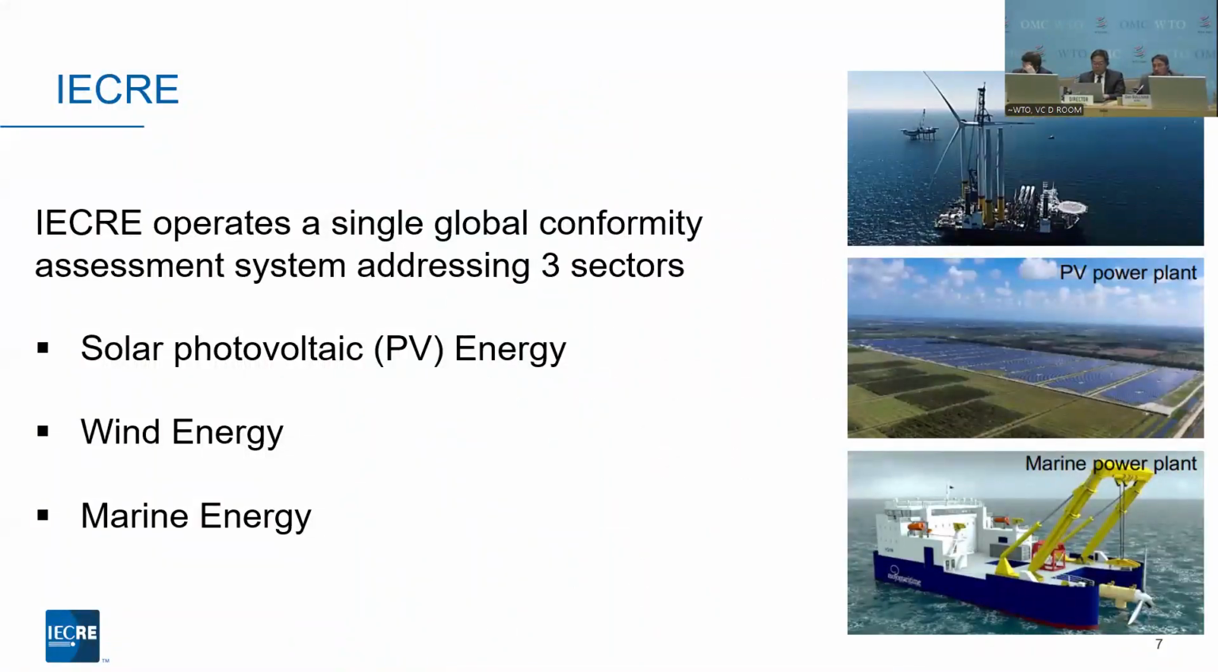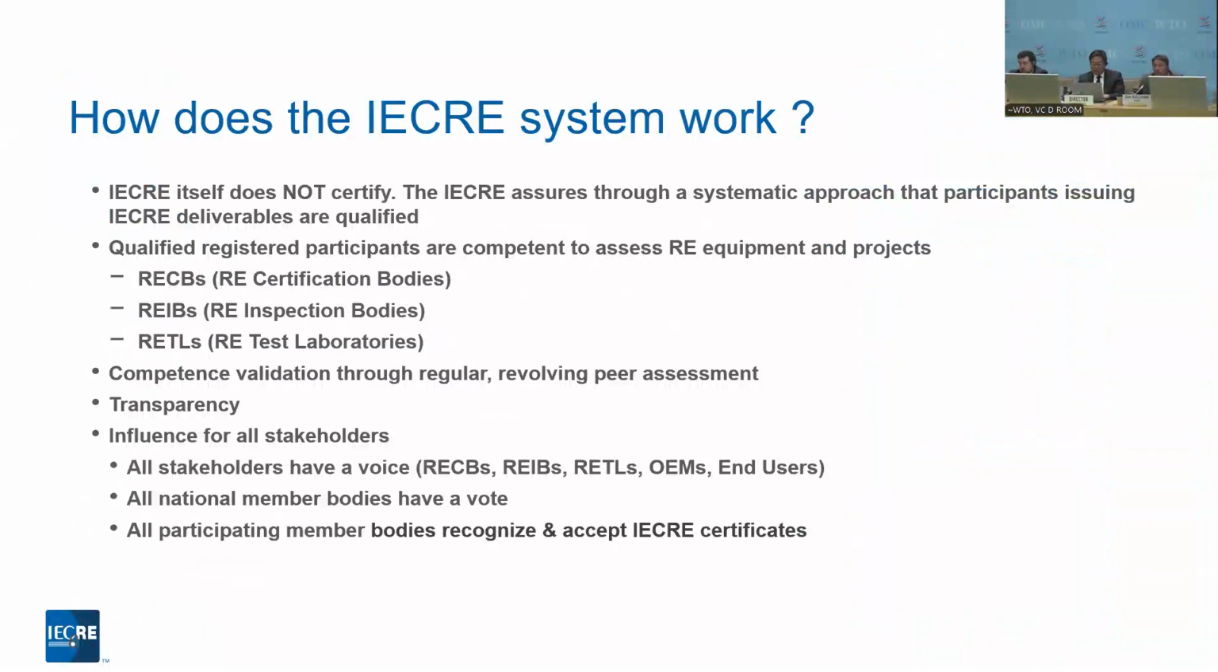So in the IECRE, we focus on 3 sectors: the solar PV energy sector, wind energy, and the emerging marine energy. Within this PV system, this is mainly aimed at PV power plants. It's not aimed at the particular products, the panels, the inverters, things like that, because those are handled within another IEC conformity assessment system, the IECEE. So, a bit of an explanation on how the system works.